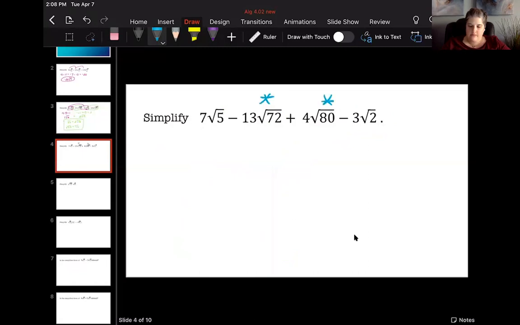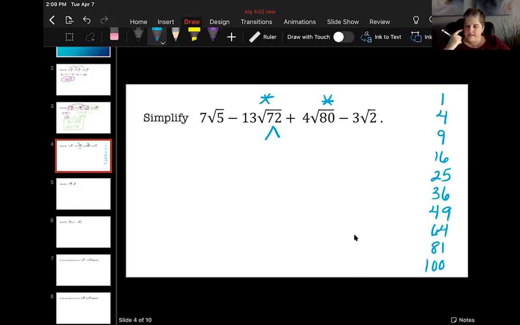So the reason why we're not going to simplify the first or the last one is because there's no more simplification that you can do with those two. But 72 and 80 can definitely be broken down. So the first thing we're going to do is find the greatest perfect square that goes into 72. So remember, your perfect squares are 1 times 1, which is 1, 2 times 2 is 4, 3 times 3 is 9, 4 times 4 is 16, 5 times 5 is 25, 6 times 6 is 36, and you just keep going all the way till you get to 100.